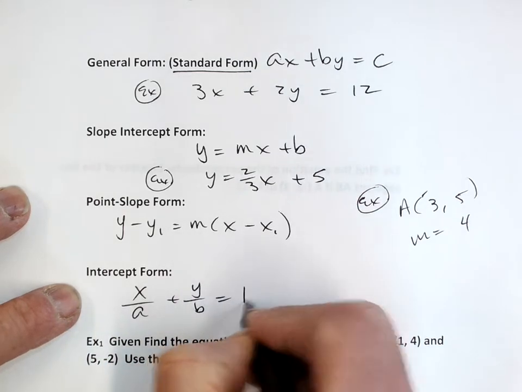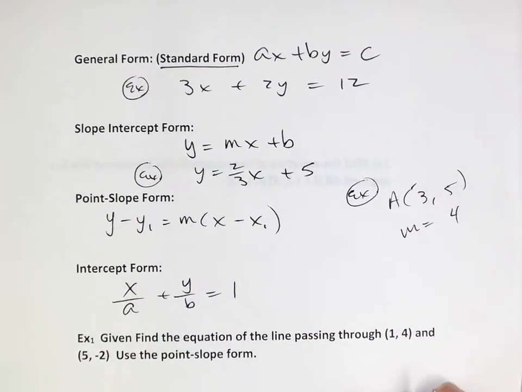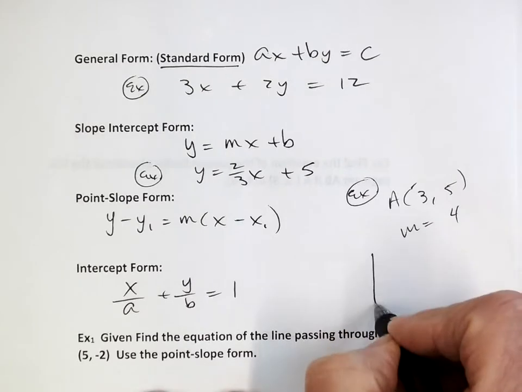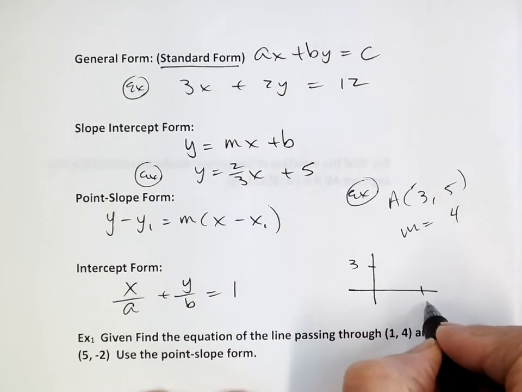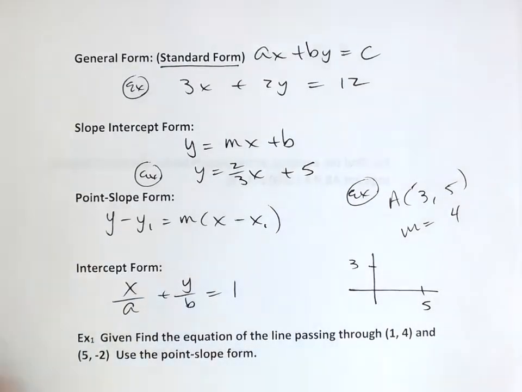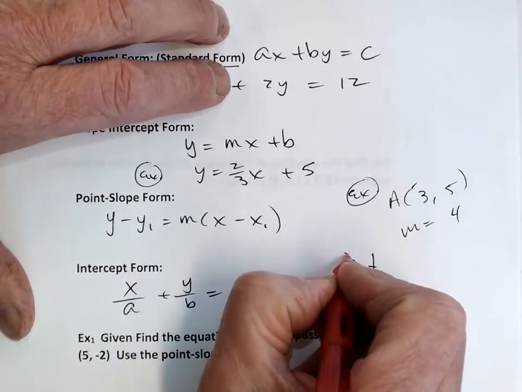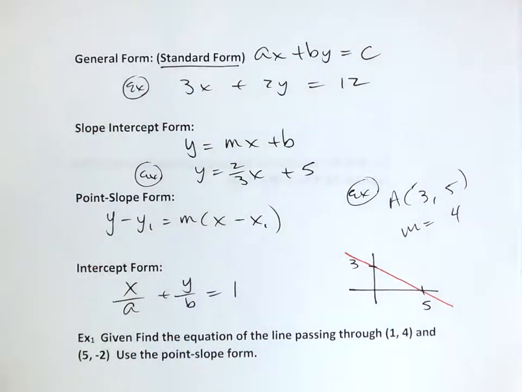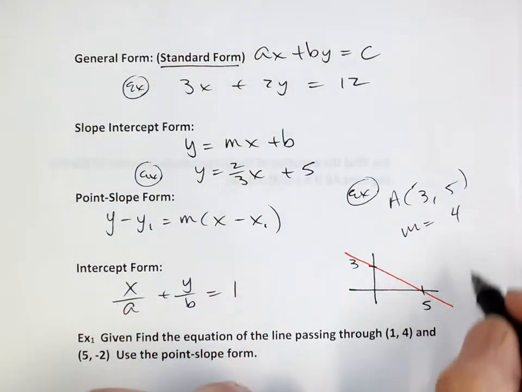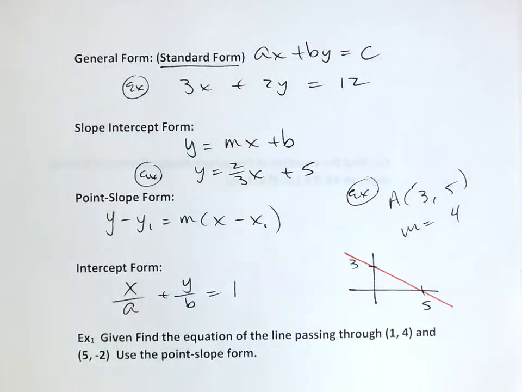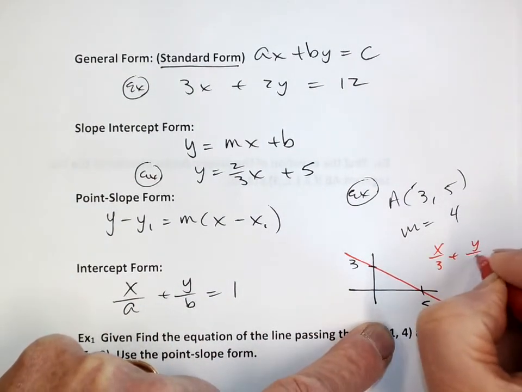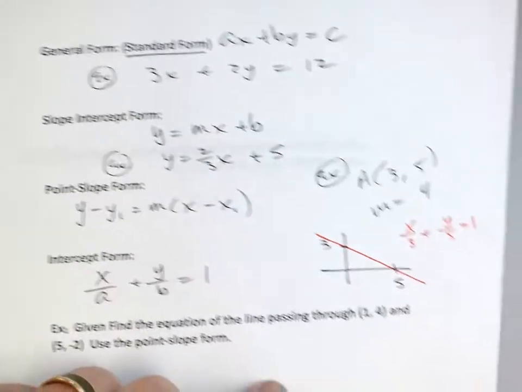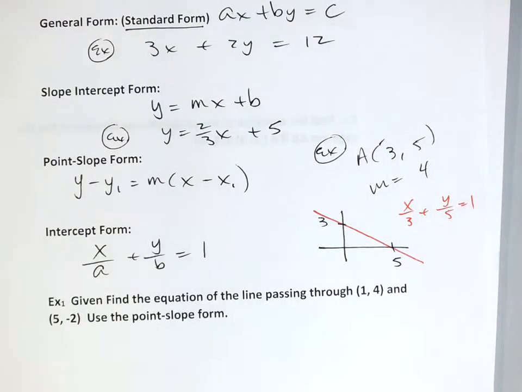And finally, the intercept form, which you will rarely see, x over a plus y over b equals 1, okay? And I'll show you an example. If you know the intercepts, then you could write this equation as x over 3 plus y over 5 equals 1. Okay, that's the equation of that line, if you know the intercepts, okay?